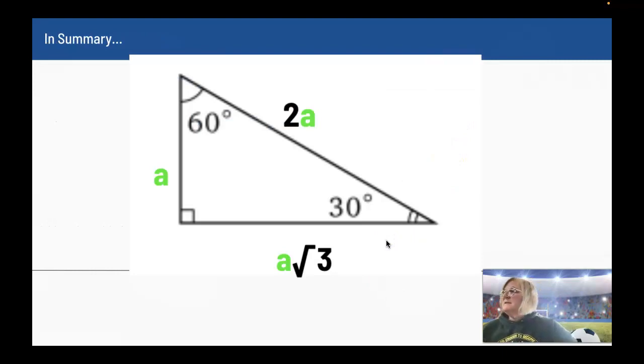So what you need to know from this lesson is this triangle with these side lengths. A, some number, times 2 is opposite the 90 degrees, or my hypotenuse, and some number times square root 3 would be opposite my 60 degrees, as long as that some number is opposite my 30 degrees.